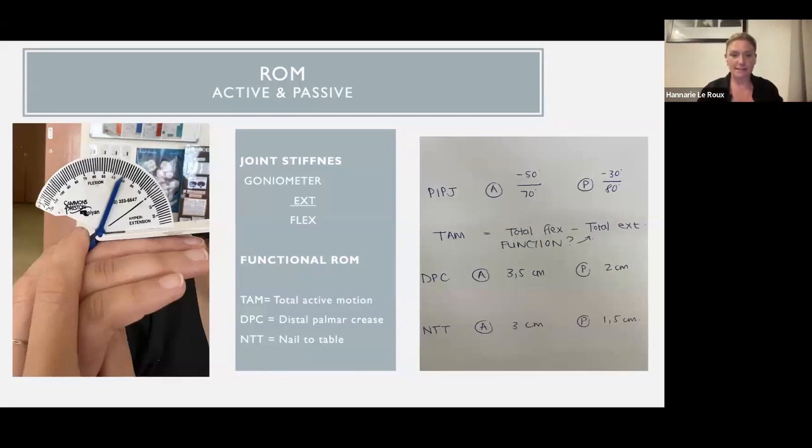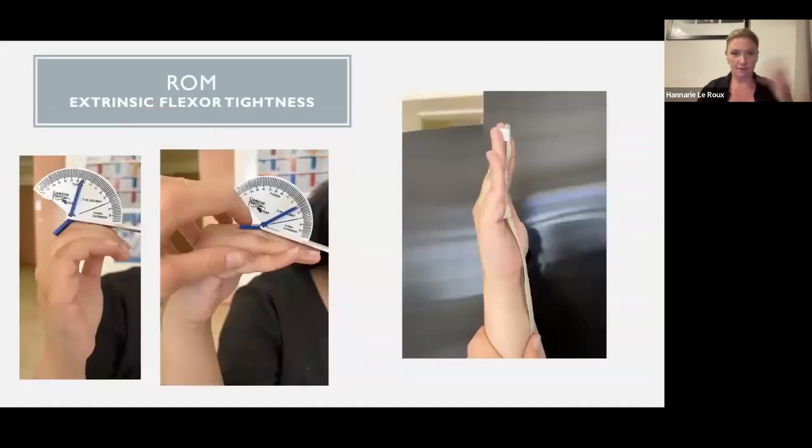Nail to table, that NTT, is basically the hand is flat on the table, and then you measure with the goniometer from the table standing up, and the nail touches the goniometer. It's at 3 centimeters, and then passive is 1.5. That tells me he has a poor fist. How bad is his fist? It's a distal palmar crease of 3. Okay. But passively, is it a distal palmar crease of 0? Okay, that changes things. So that's what I always ask therapists phoning in from the outside.